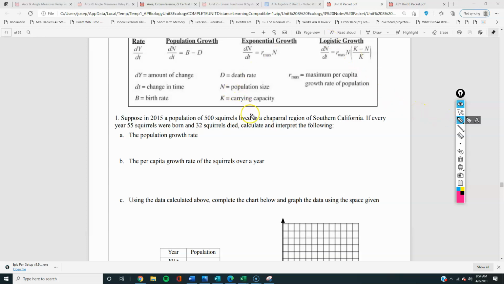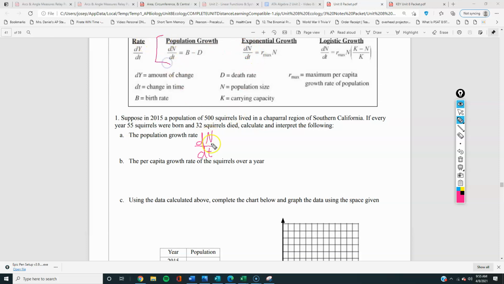So at number 1, we're looking at: suppose in 2015 a population of 500 squirrels lived in a chaparral region of Southern California. Every year 55 are born and 32 die. Calculate and interpret the following. What's my population growth rate? Now that's dN over dt. That's my growth rate, right?